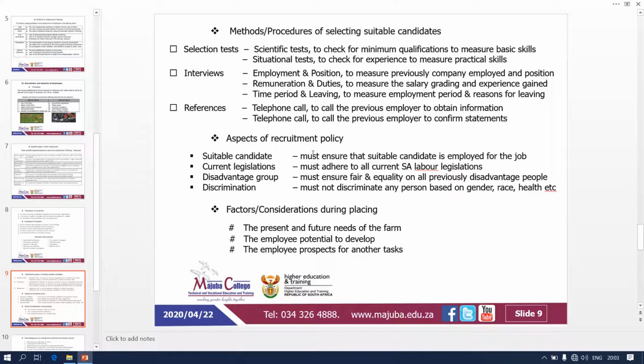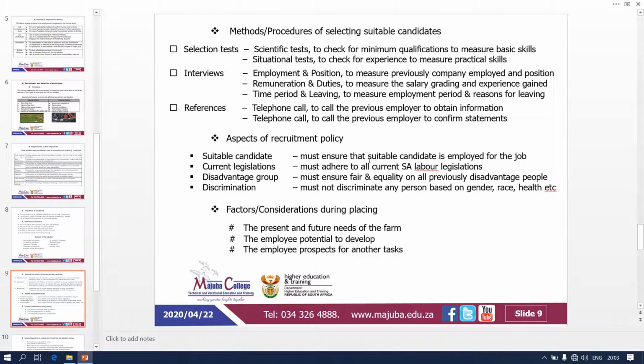Aspects of recruitment policy. What are you looking at in terms of this? You need a suitable candidate, current legislation, disadvantaged groups, and discrimination. Your recruitment policy must speak about this. What are you saying about the suitable candidate?